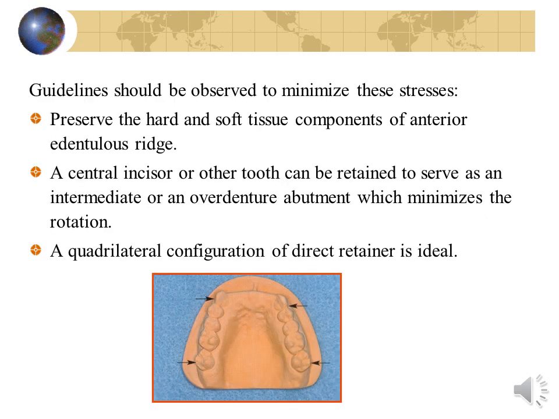So, these stresses can be minimized by preserving the hard and soft tissue components of the anterior edentulous ridge. A central incisor or other tooth can be retained to serve as an intermediate or an overdenture abutment, which minimizes the rotation, because the shorter the edentulous area, the lesser are the tipping forces. A quadrilateral configuration of direct retainer is considered ideal.